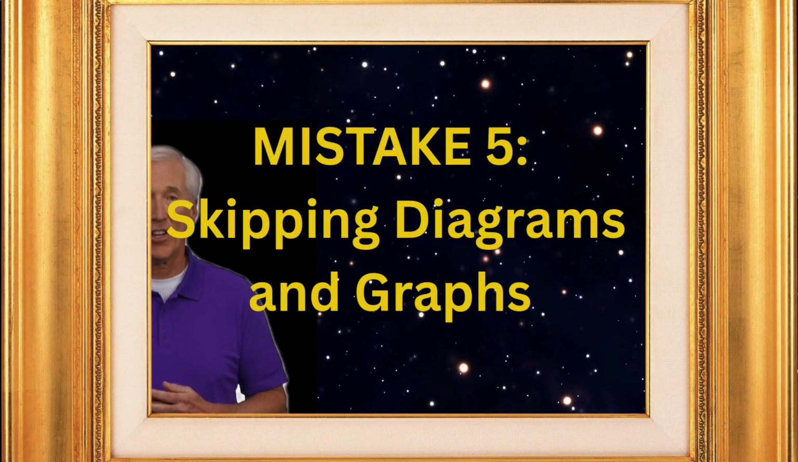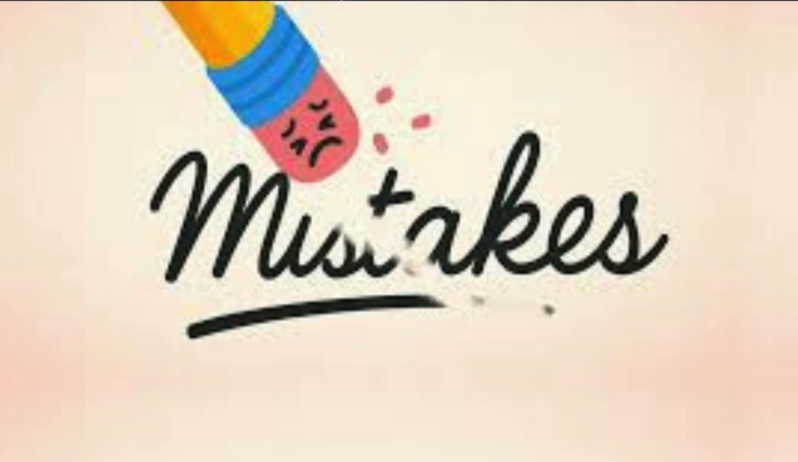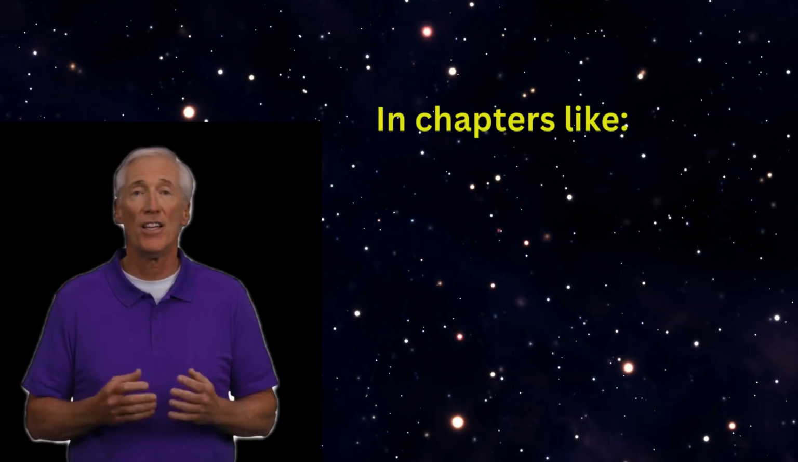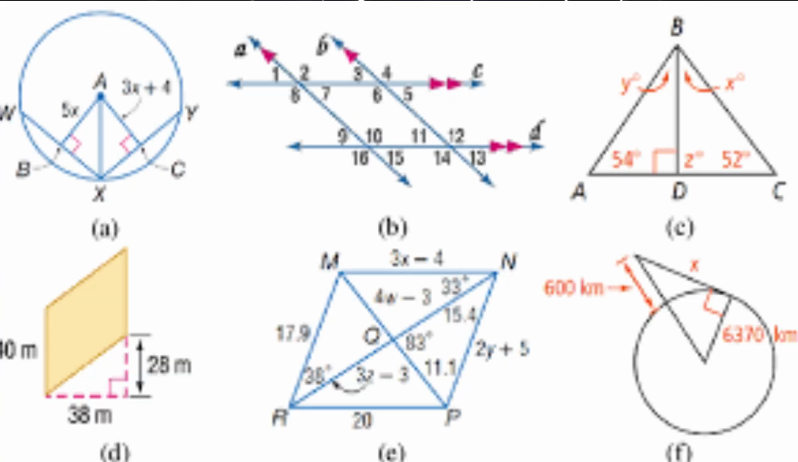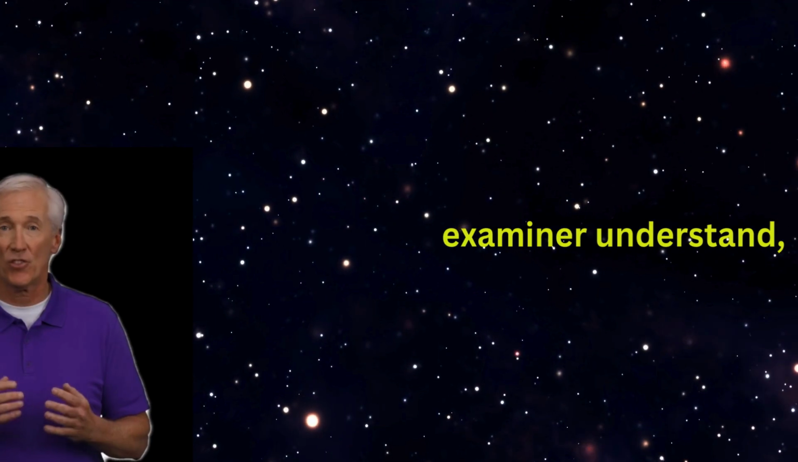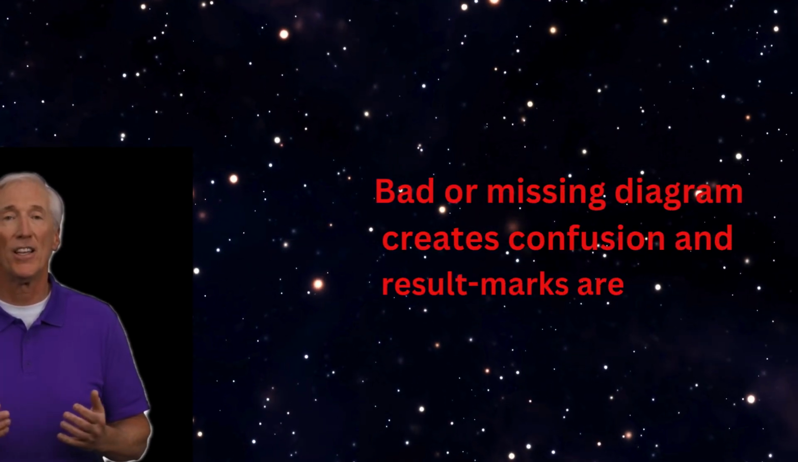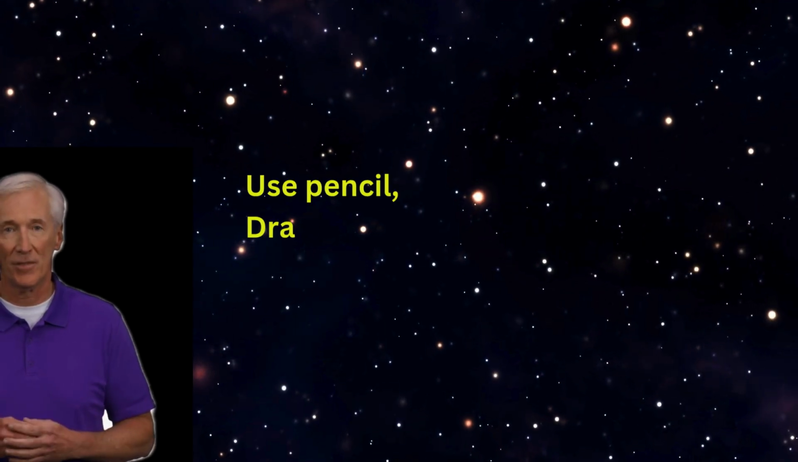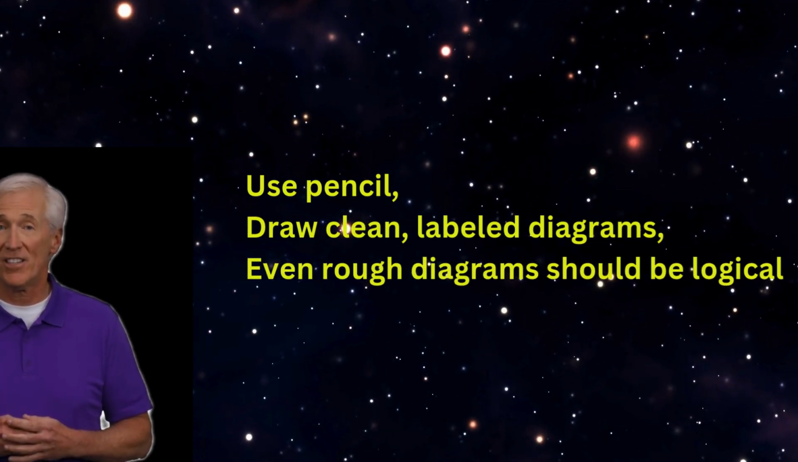Mistake 5. Skipping diagrams and graphs. Many students hate diagrams. They think, I'll imagine it. This is the big mistake. In chapters like geometry, circles, triangles, coordinate geometry, a neat diagram makes solution easy, helps examiner understand, can even earn grace marks. Bad or missing diagram creates confusion and results in marks cut. Smart tip for this is use pencil, draw clean, labeled diagrams. Even rough diagrams should be logical.